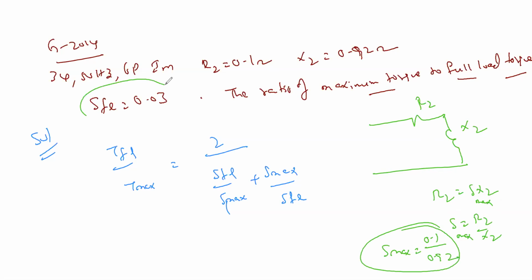So get this value, substitute here. S full load is given. Get me the ratio T full load by T max. No, ratio is asked, ratio of maximum torque to full load torque. We want T maximum by T full load. What is this value?